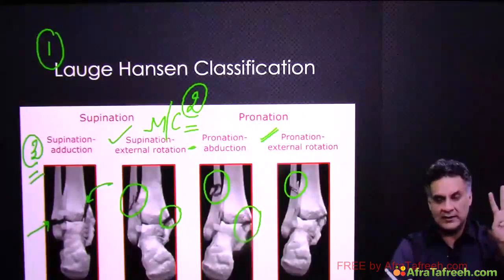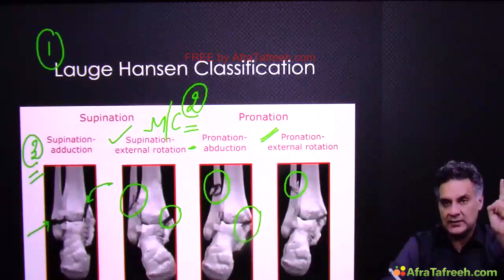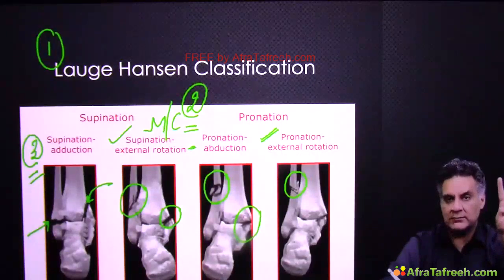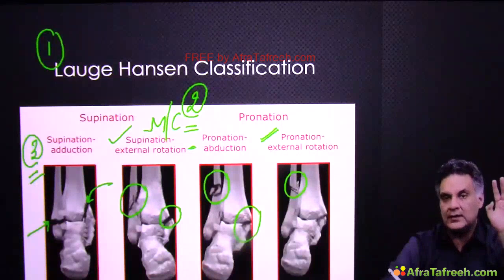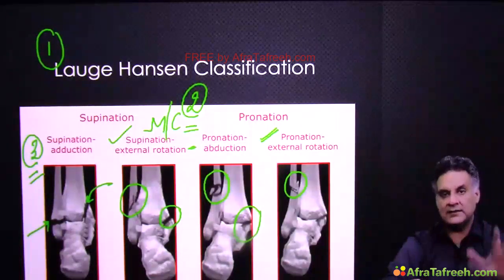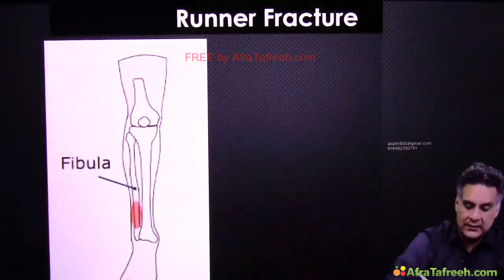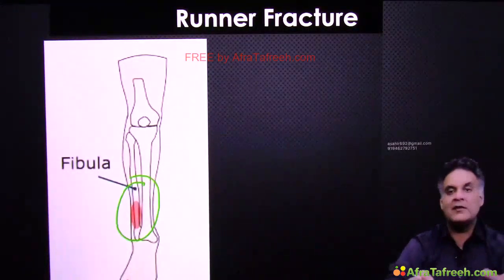You need to remember three things. Lauge-Hansen classification is for ankle injuries. Supination external rotation is the most common ankle injury. In supination adduction injuries, there is a vertical fracture of medial malleolus. These are three things that you must remember. Runner's fracture involves the lower end of fibula.